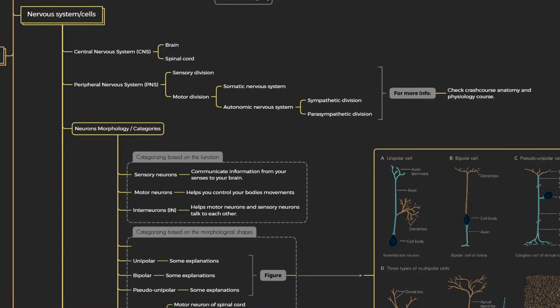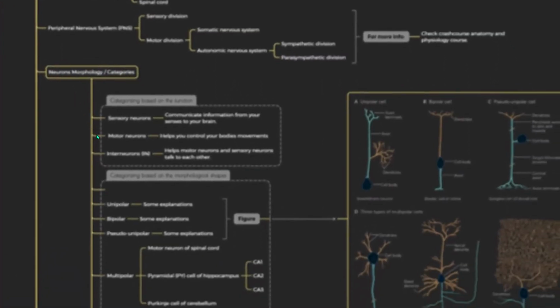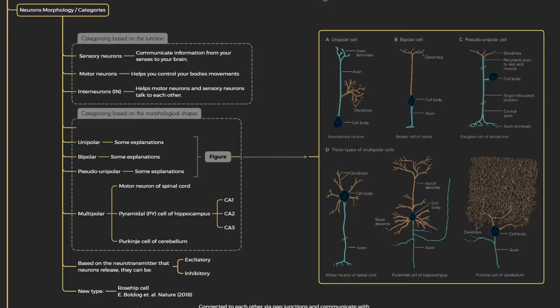So we have neurons and morphology and categories of the neurons. Top here, based on the function of neurons, they are categorized into three types. We have sensory neurons, motor neurons, and interneurons. Sensory neurons get information from the outside. Motor neurons just order your organs to do something, and interneurons just communicate in the brain. So this is a very basic definition of what neurons are and how neurons are categorized.